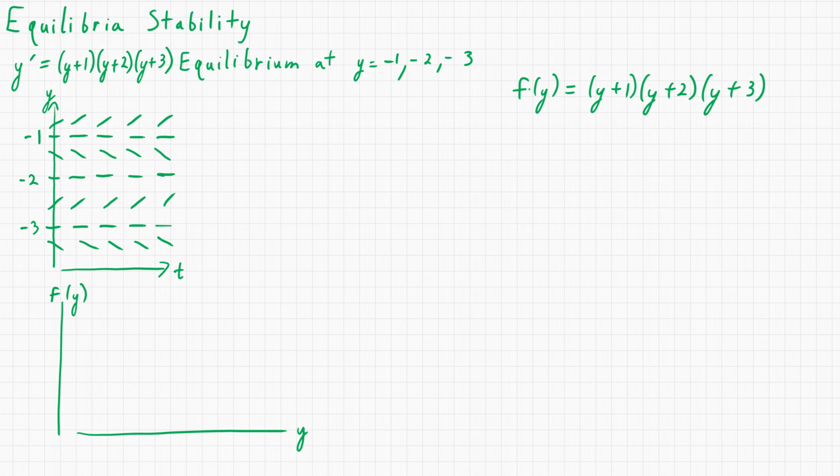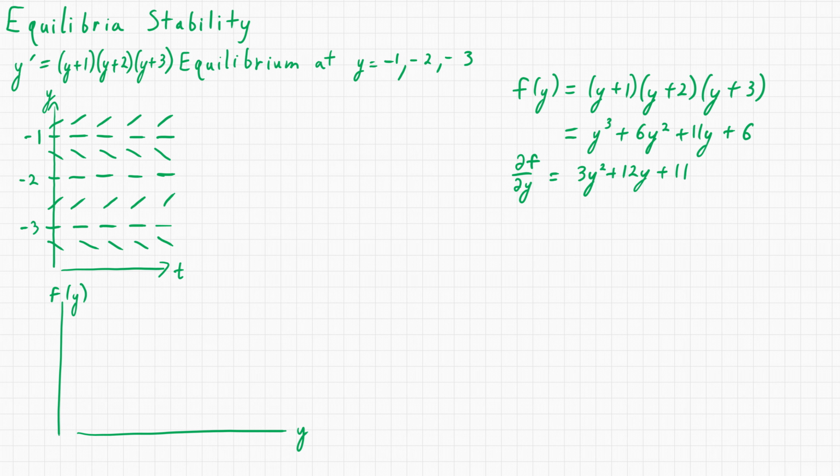So the first thing, right, y prime equals f of y, is just the right-hand side of the differential equation again, so y plus 1 times y plus 2 times y plus 3. If you multiply that out, you end up with y cubed plus 6y squared plus 11y plus 6. Right, and then if you take the partial derivative of f with respect to y, you'll end up with 3y squared plus 12y plus 11.